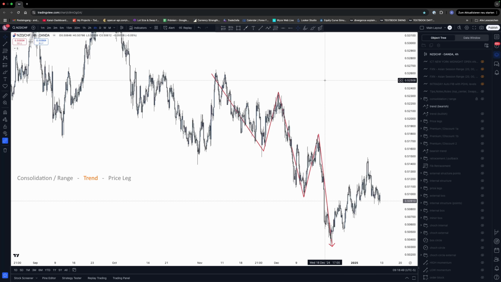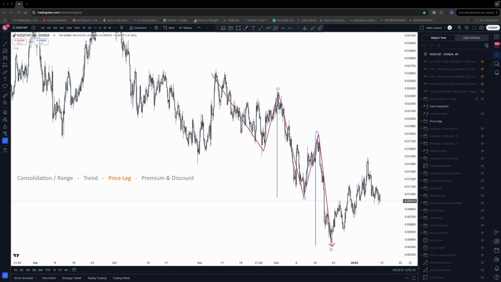Bearish means going down, bullish means going up. So here we can see we have a high, we have a low, a lower high, lower low, lower high, lower low. Clear bearish trend. When we are defining or drawing a trend, we are automatically also drawing price legs, which is simply the distance from a lower high to a lower low in that bearish trend, and vice versa. So we have here another lower high and another lower low. So this is a new price leg being drawn by us.